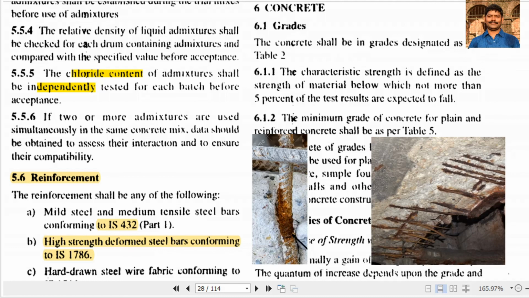Once it starts reacting with the reinforcement, its volume changes and its strength is also reduced. Once the strength is reduced and volume increases, there will be tensile stress in the concrete and the concrete may fall. There will be some cracks, and suddenly some portion of the concrete may fall. You will find this in the ceiling case, where a small portion of concrete falls, and when it falls you will find that the reinforcement is already corroded.